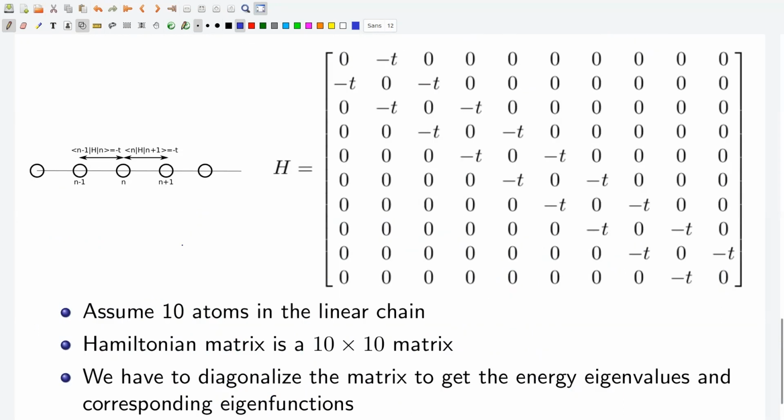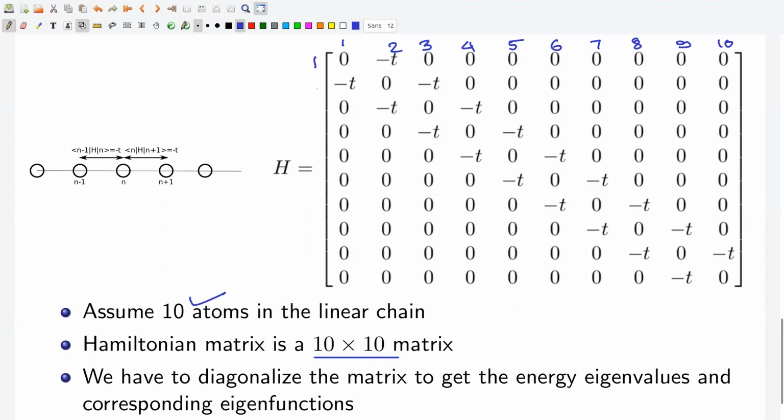Let us take some specific example. Let us assume that we have 10 atoms in the linear chain. In that case, the Hamiltonian matrix is a 10 cross 10 matrix as shown here. Let me mark each row and column of the matrix first. So this is column 1, 2, 3, 4, 5, 6, 7, 8, 9, 10.